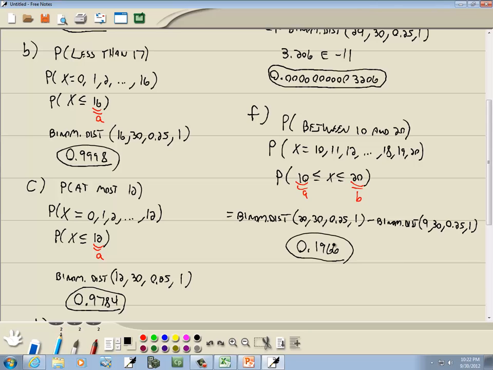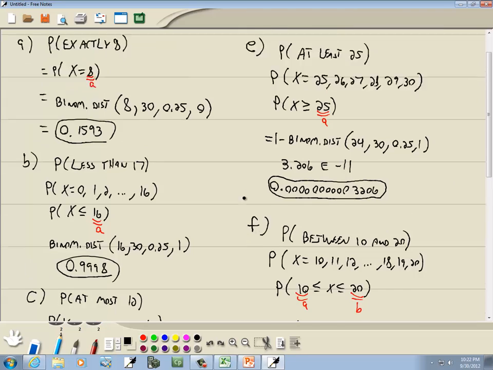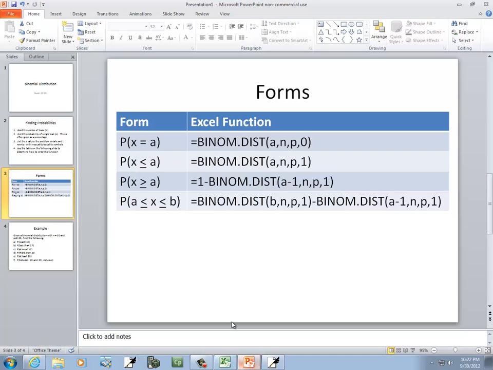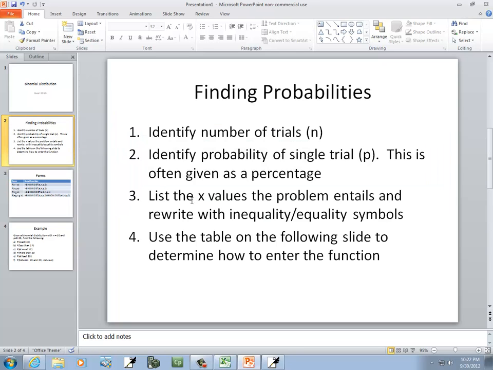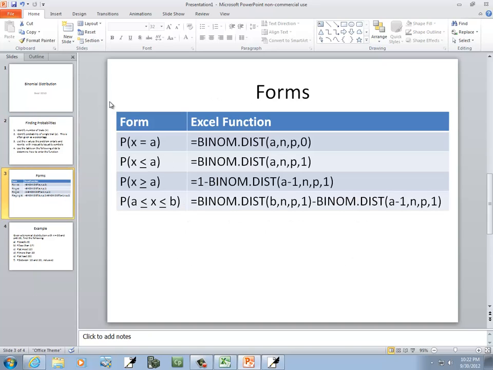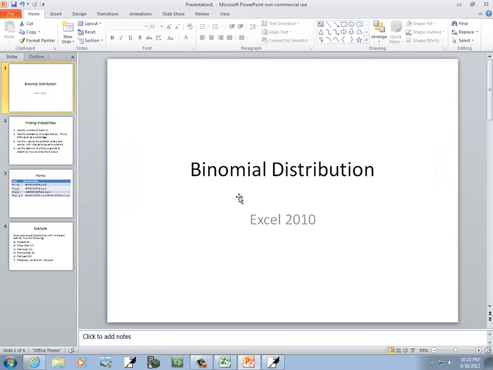And that's how you put various binomials into your calculator. And again, this table encompasses all of your different possibilities, once you list your x values out, which is the first part of step 3. And that's how to find probabilities for the binomial distribution using Excel 2010.